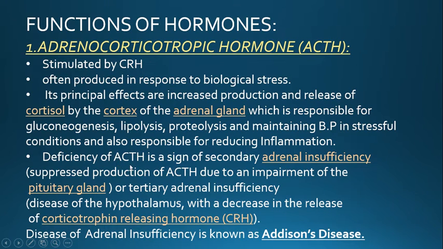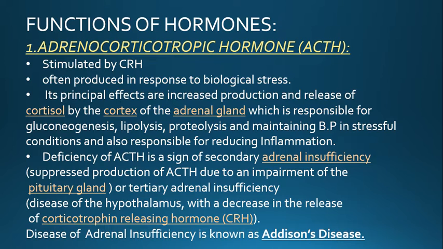Deficiency of ACTH: when you do certain tests and find out that there is a deficiency of ACTH, then you must think that there might be some problem with the pituitary gland. If there is a problem within the pituitary gland, then it is secondary adrenal insufficiency. But if the problem lies within the hypothalamus, then it is tertiary adrenal insufficiency. What is happening when the hypothalamus is involved is that it is not releasing corticotropin releasing hormone, which causes the pituitary gland to release ACTH, which further acts on the adrenal cortex and makes the adrenal gland release cortisol.